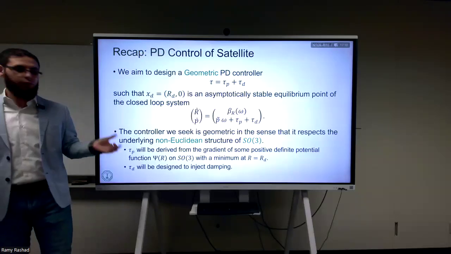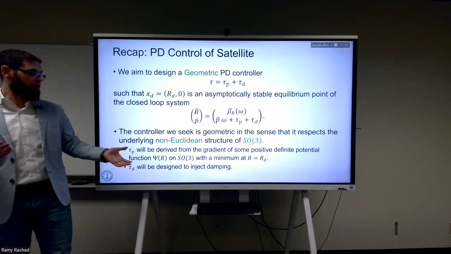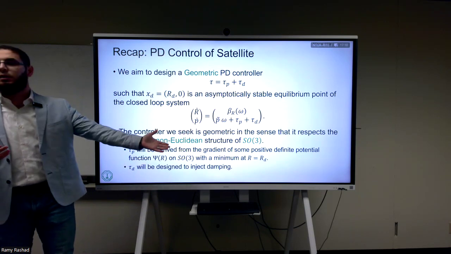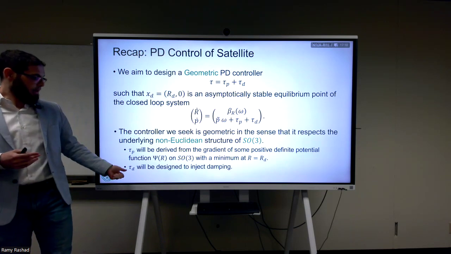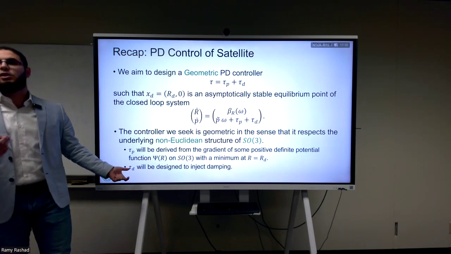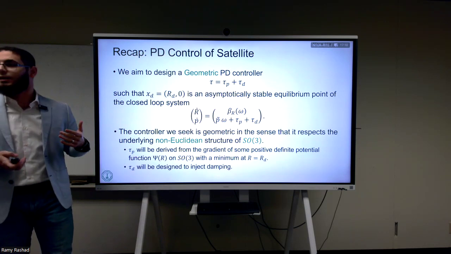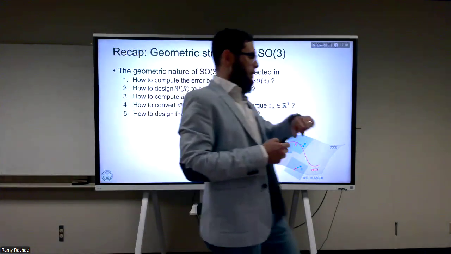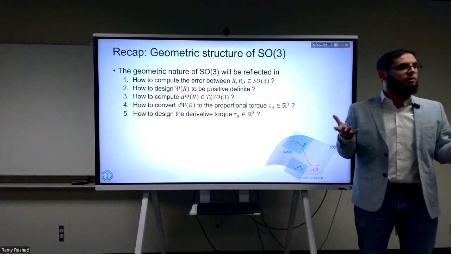So this is the choice that we have. We can choose this potential function as a function of the rotation matrix on SO3 such that it has the minimum, and then it's a valid Lyapunov function. And what sort of options do we have? How can we design this derivative term such that we can inject damping into the system? This was with the 5 questions that we posed. If you can solve these 5 sub problems, then you've finished designing the controller.